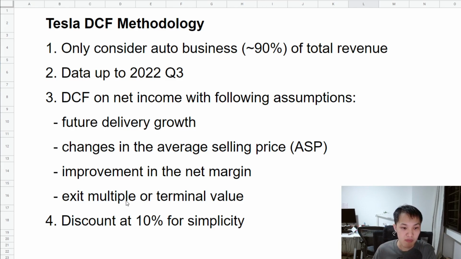So there will be some improvement in the net margin that I assume in the model. And then lastly, the exit multiple, which is the terminal value. For simplicity, I will only use a 10% discounting in all scenarios here. So let's take a look at the scenarios.